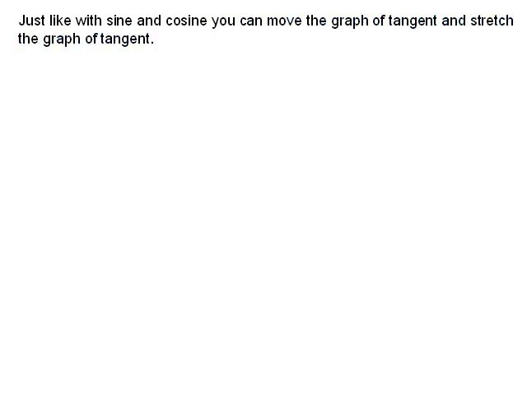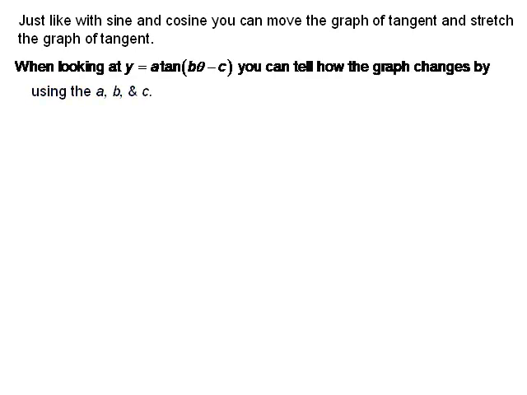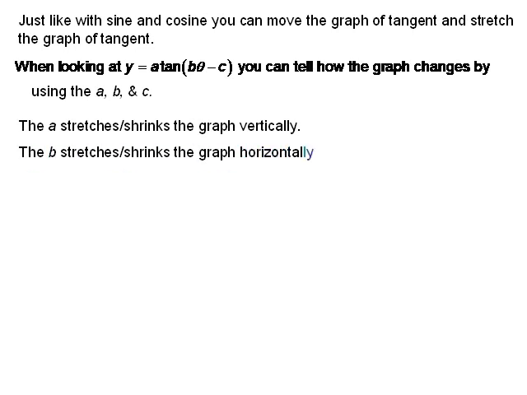Just like with sine and cosine graphs, you can move the graph of tangent and stretch the graph of tangent. When you look at the generic y equals a tangent b theta minus c, you can tell how the graph changes by using the a, b, and c. A stretches or shrinks the graph vertically because it is on the outside of the tangent function. B stretches or shrinks the graph horizontally.